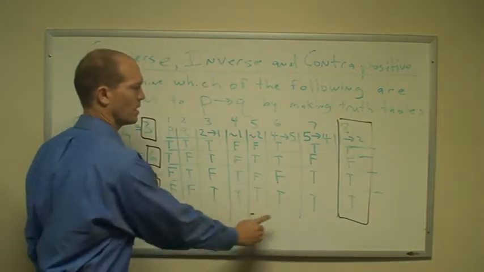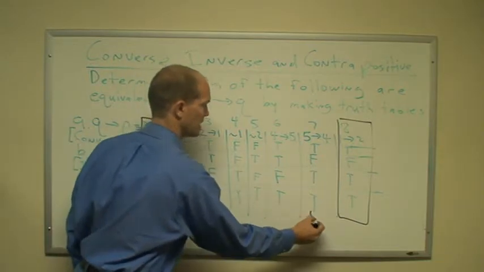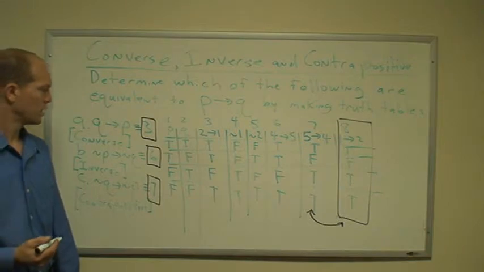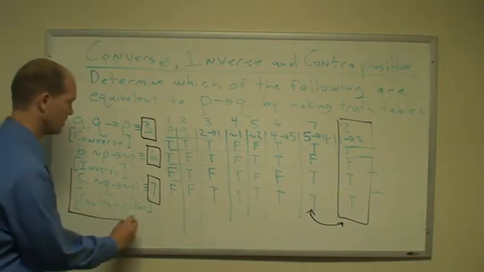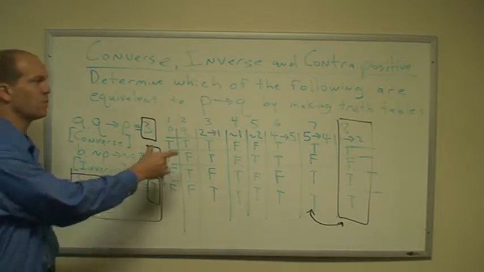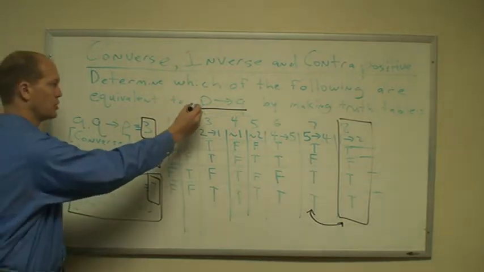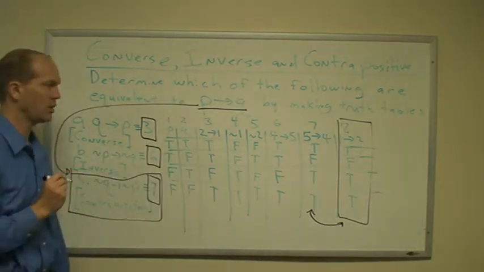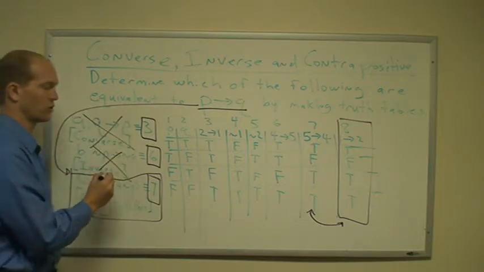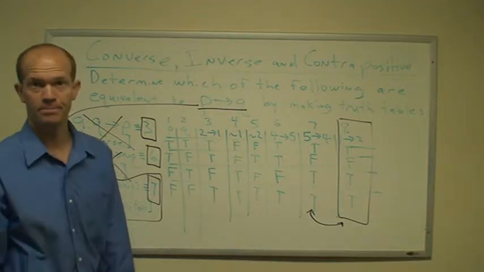Looking at 3, those don't match up. Looking at 6, those don't match up. But I see that 7 and 8 are the same. What that's going to tell me is that the contrapositive is equivalent to the original conditional. One more time. The conditional is equivalent to the contrapositive, but not the converse and not the inverse. That's a very important fact and one we're going to use right now.